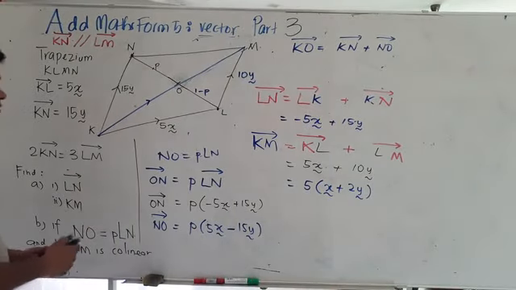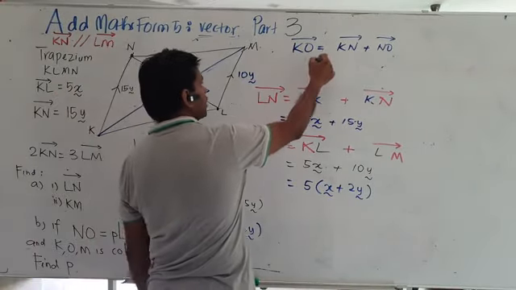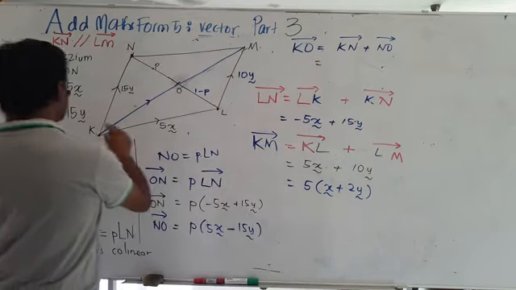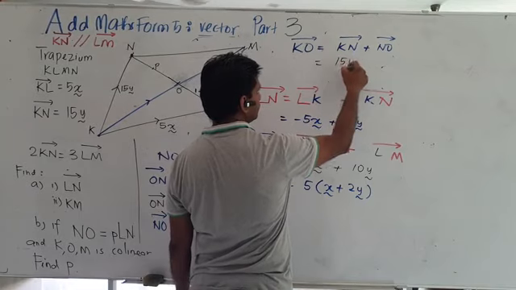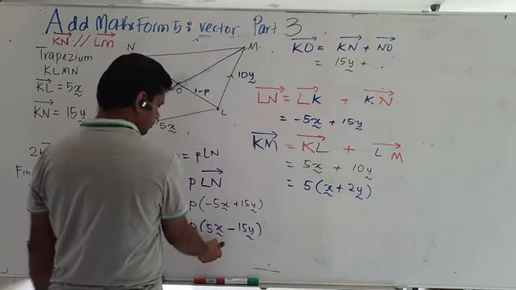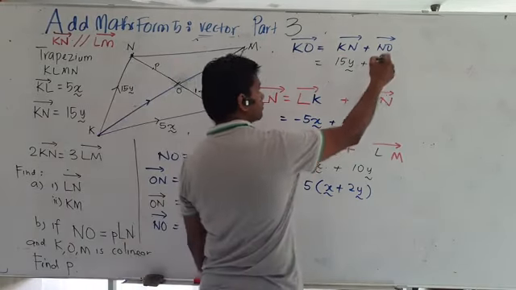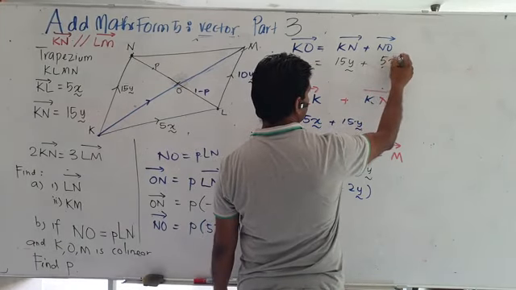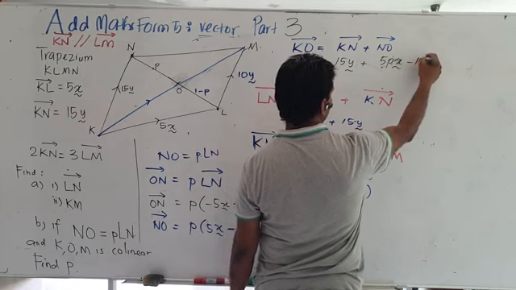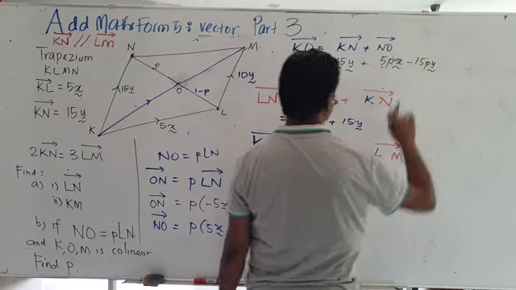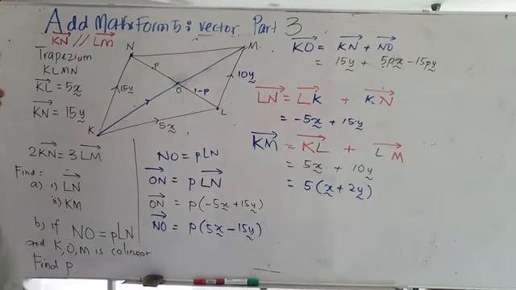All right, so now using this, I can actually find KO. Let's try and see. So what do we get? What is KO? KN is given. What is KN? KN is 15y plus 5px minus 15py. That's KO.